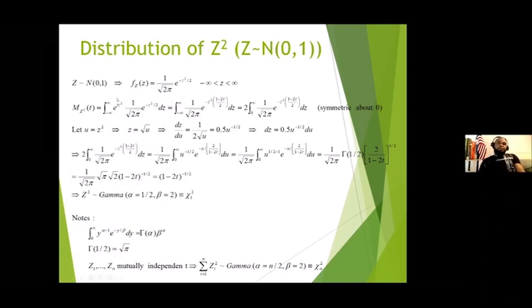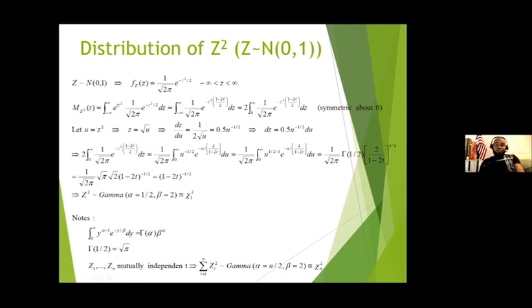Now, we want to talk about the distribution of a Z squared. Let me tell you this. In physics, you have some derived quantity. Also, in statistics and mathematics, we have a situation where some probability distributions are derived from another probability distribution. Now, if Z follows a normal distribution with mean zero and variance one, then we're talking about the standard normal distribution. The question now is, when I square Z, we are interested in the probability distribution that it is going to give.